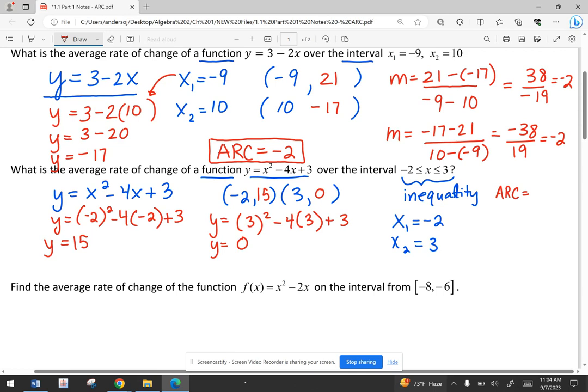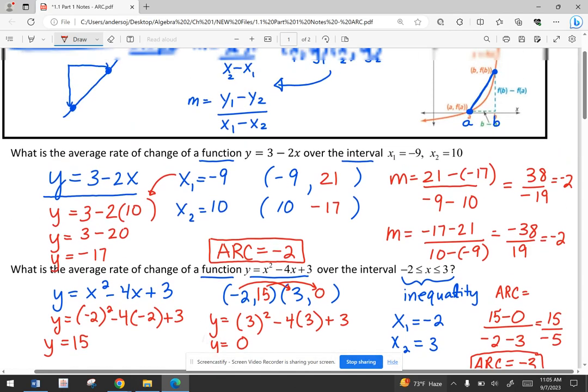All right, hopefully you have 15 minus 0 over negative 2 minus 3. Again, that's y minus y over x minus x. So you're going to get 15 over negative 5. So the average rate of change is negative 3. Again, notice I'm not calling it the slope anymore. I'm calling it the average rate of change.